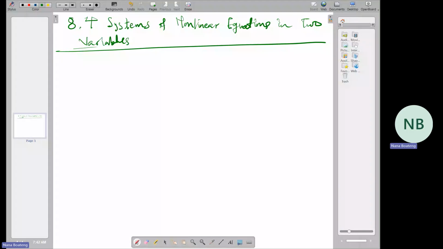Welcome to college algebra. Today we will be discussing section 8.4, which talks about systems of nonlinear equations in two variables. To begin, we will write down the standard form of a system of two nonlinear equations in two variables.